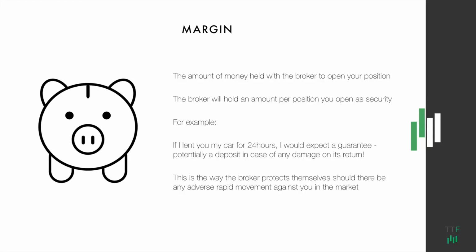This is exactly the same in terms of the broker. The broker wants to protect themselves just in case there's any adverse movement in the market. And therefore, they'll hold a certain amount of your capital just to take that position on, and that amount is also static. So if you place a trade and they've taken a margin of $200 on that trade, then as soon as you close that trade, whether you're in profit or loss, that $200 will be released back to your account.